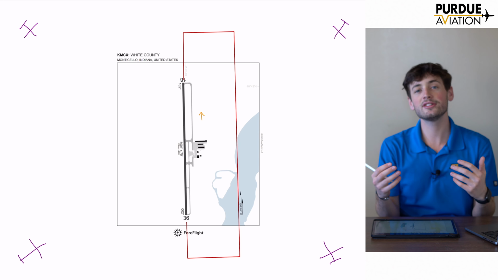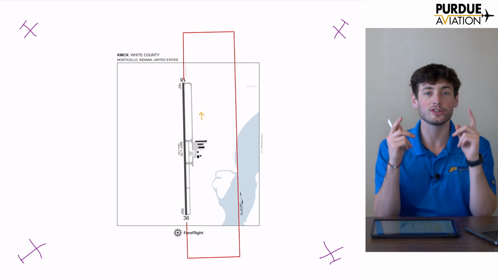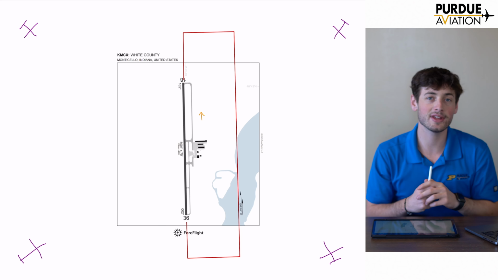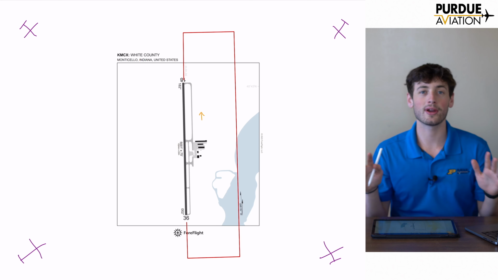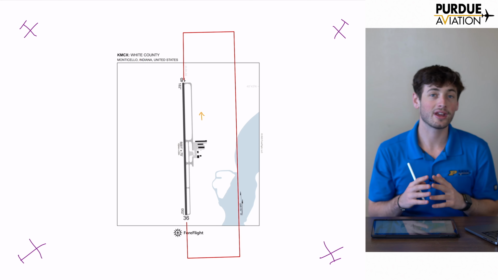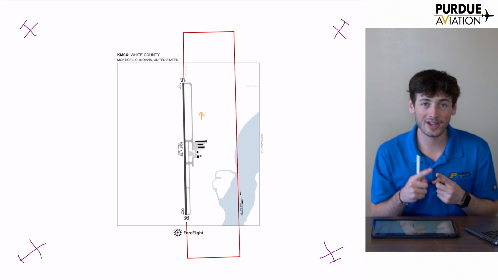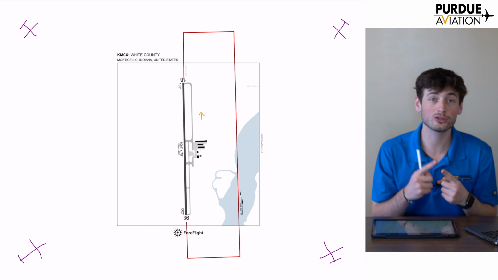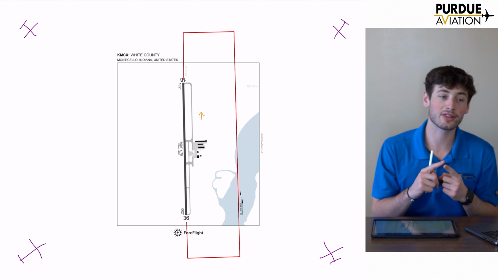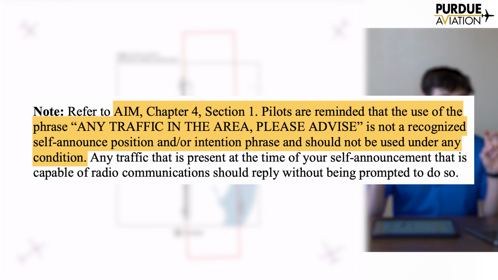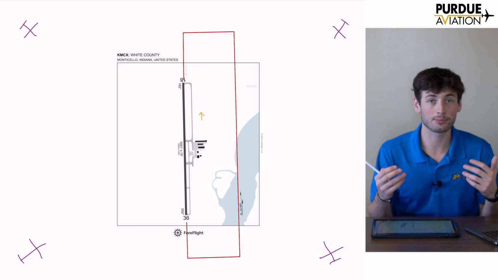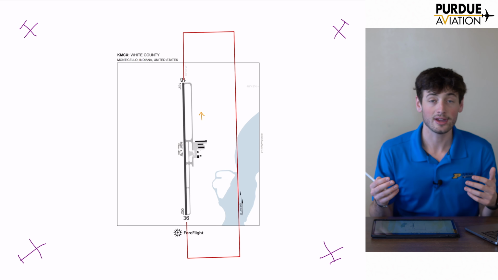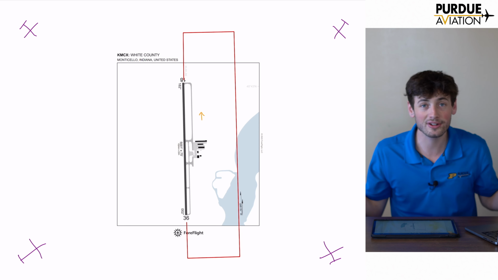And because there's no one controlling the area, it's your job as the pilot in command of the aircraft to listen and build that situational awareness of where everybody else is. Because the number one thing you cannot do, that the FAA strictly discourages, is to make this call, and I quote, "Any traffic in the area, please advise." That is not recognized as a self-announcing position call. That is not recognized by the FAA and should not be used under any condition.